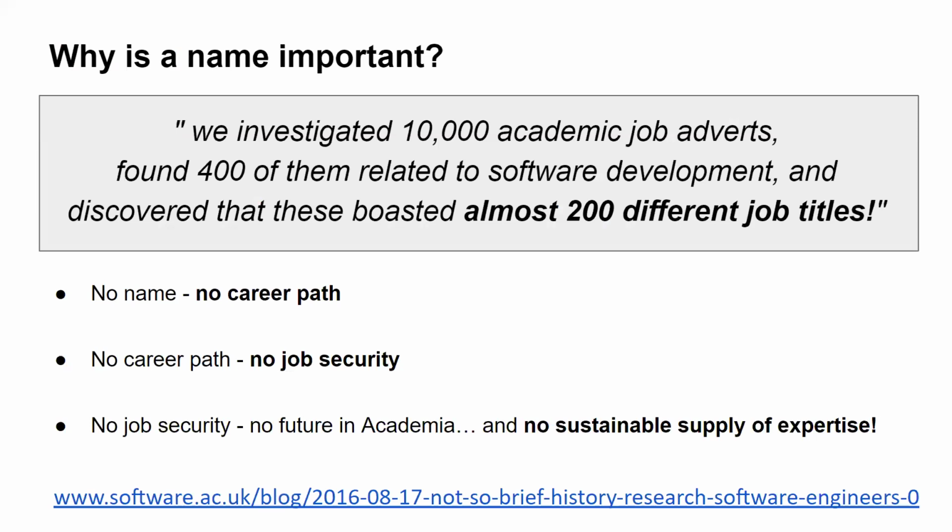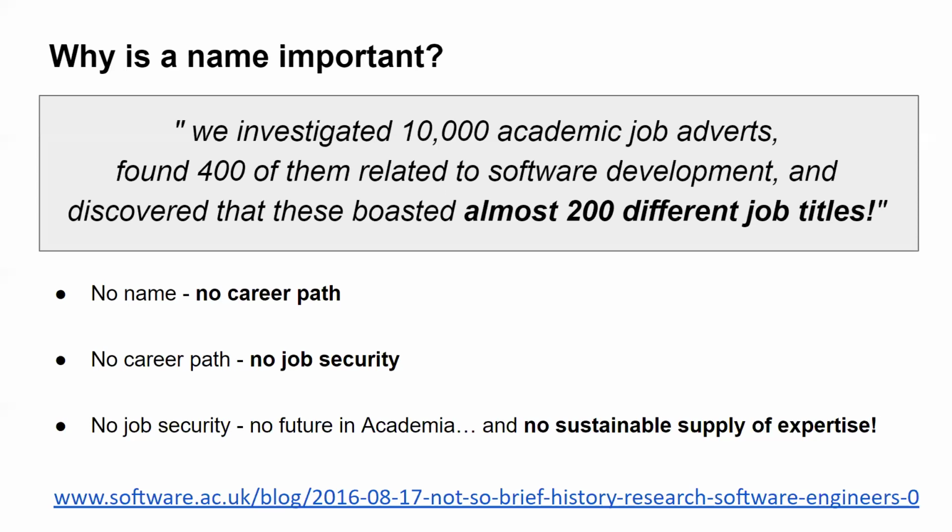When the SSI did a study of academic job adverts, trying to understand how people get into different roles that relate to software development, they discovered almost 200 different job titles. Now, the problem with this is when people don't have a clear job title, and the term for what they do bounces around each time they change. With academic careers, you tend to jump around, fairly quickly in the early stages.